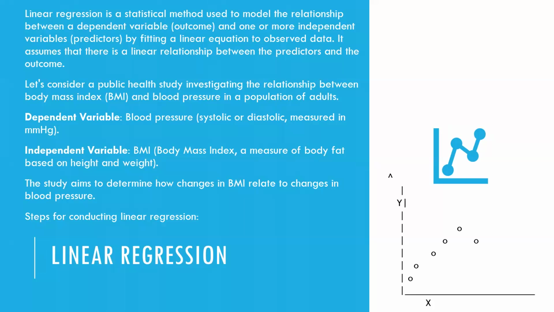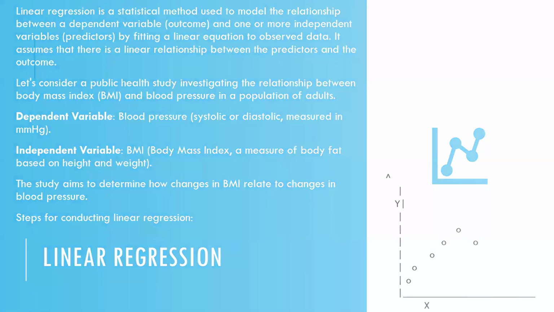Next is linear regression. The difference between a correlation coefficient and linear regression is that now you are identifying a dependent and an independent variable. In linear regression, you're still implying that both of these are continuous variables. In this example, we can do a linear regression between systolic or diastolic pressure and the body mass index, and the purpose is to determine the relationship between these two variables.